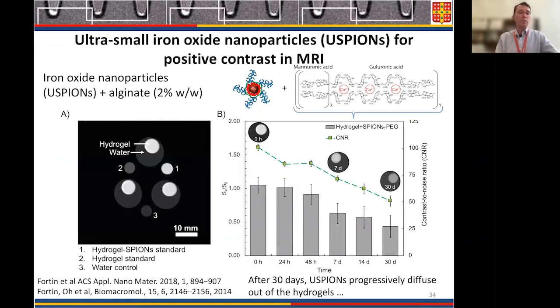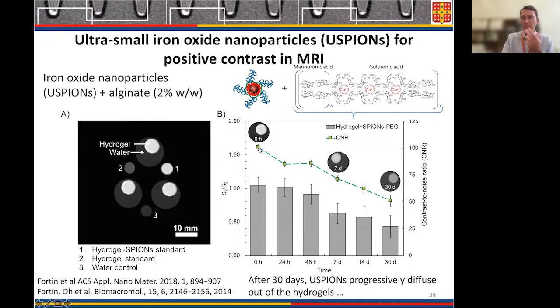Alginate is one of the most widely used hydrogels for regenerative medicine. In this study, we wanted to demonstrate the capacity of alginate as a hydrogel to sequester the iron oxide nanoparticles and to keep them for a relatively long period of time. This is the contrast between the iron oxide nanoparticles sequestered in the alginate, and around the bright spot, you have water. This is just for contrast measurement.